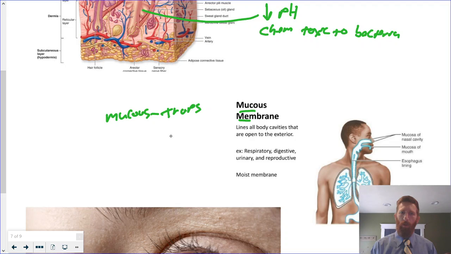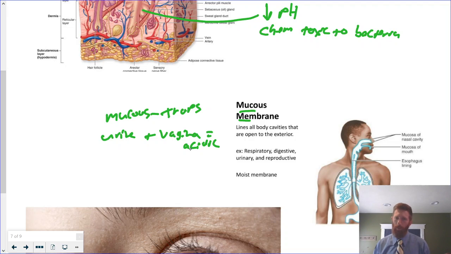Reproductive tracts, so the urethra and vagina are acidic. Urine is acidic. Vaginal secretions are acidic. And we are, by the way, going to do the reproductive system as one of our units, even though the whole entire school year is remote education. So just kind of prepare yourselves for that. Get used to that idea.